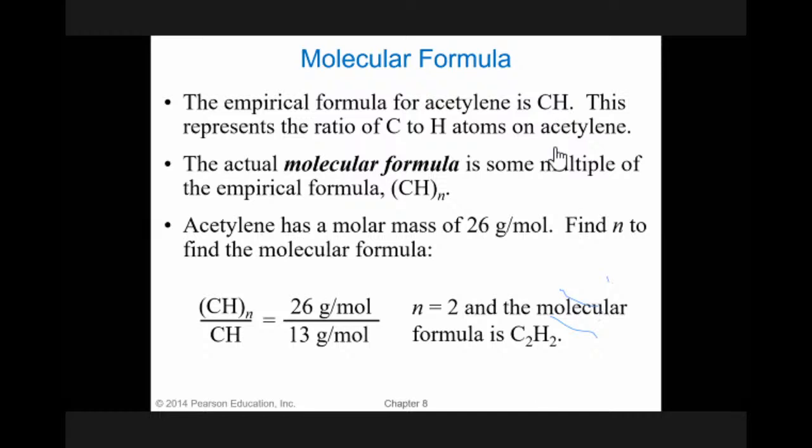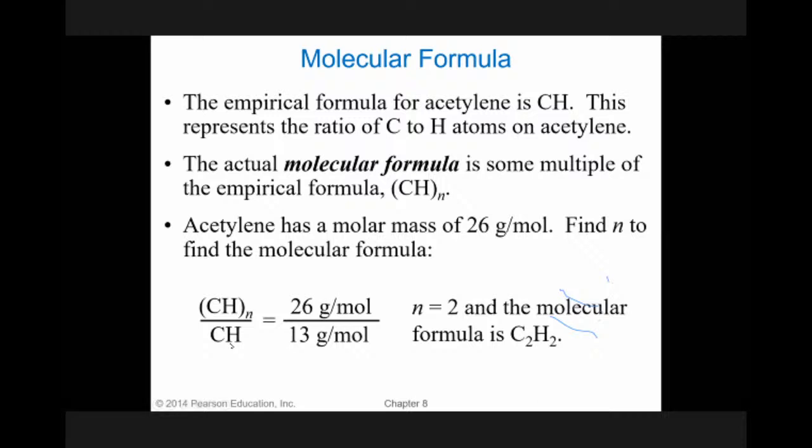So if we are told that acetylene has a molar mass, if you are given the molar mass to be 26 grams per mole, we're going to find out where N is from that. So how do you find N? We go to the empirical formula. So therefore we know that carbon is 12, hydrogen is 1. So the molar mass for the empirical formula is 13.